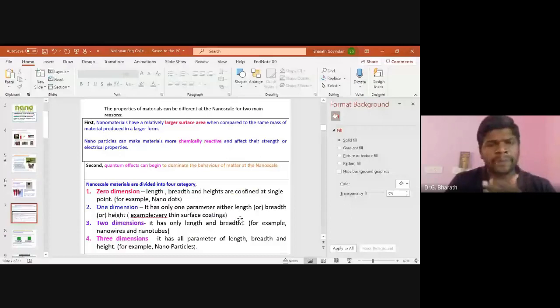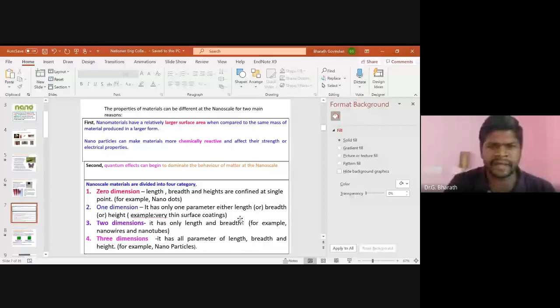So these are the different properties. How do the materials show different properties compared to bulk material? People say nanomaterials are superior to bulk. How is it superior? These things are very important. People have found there are two major reasons for the different properties of nanomaterials compared to bulk materials. First, nanomaterials have a relatively large surface area.